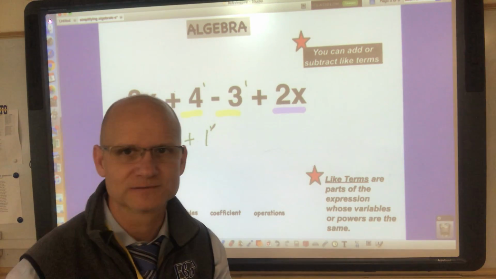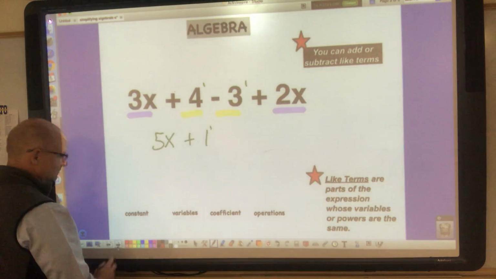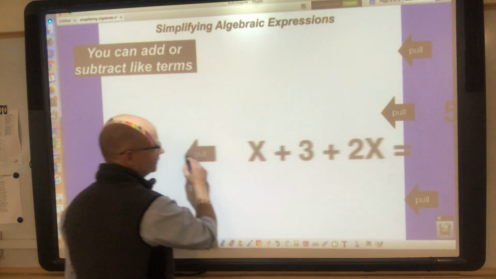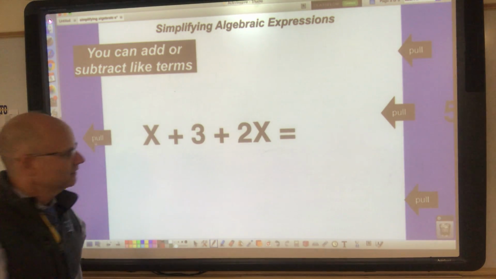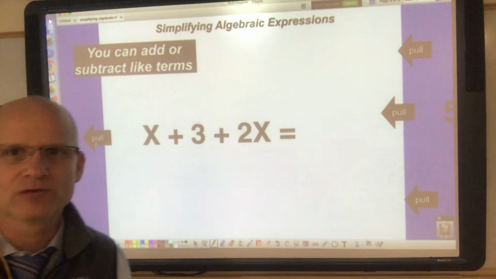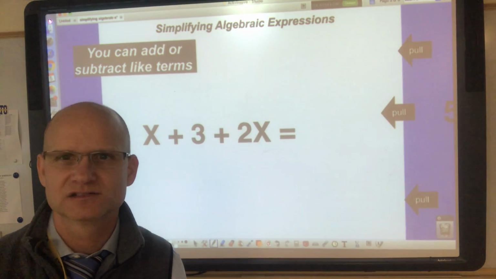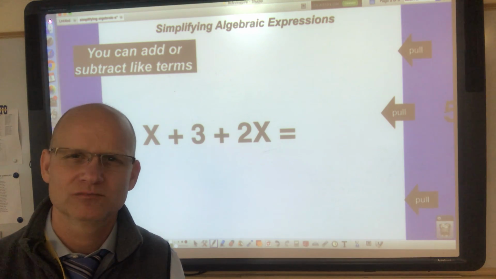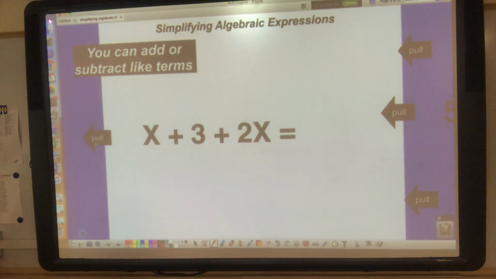I've simplified the expression. So let's do this practice one more time. Let me show you what I'm talking about. Look at this. Shout out in 10 seconds what this would be. Simplify. What do you think this would be? Shout it out.